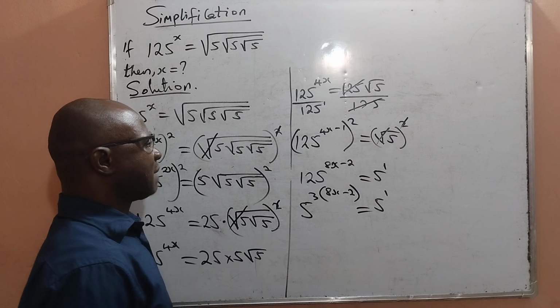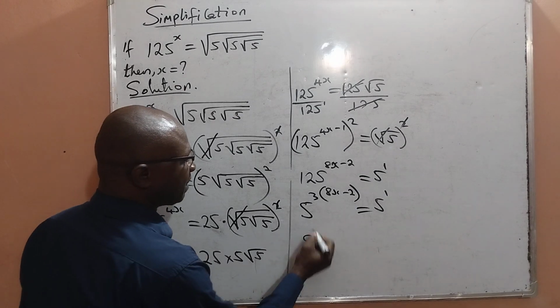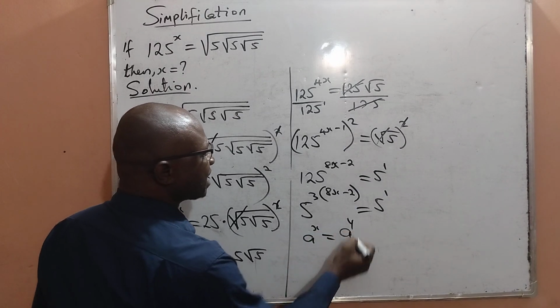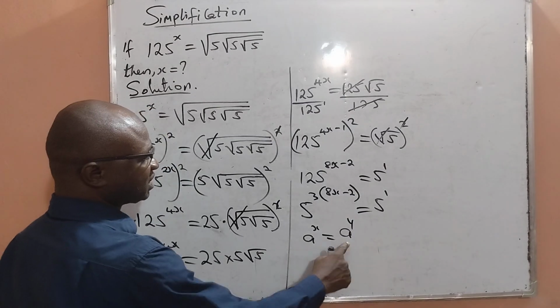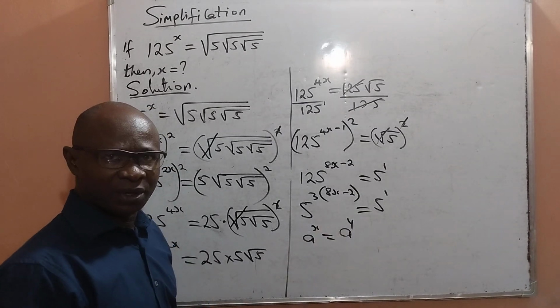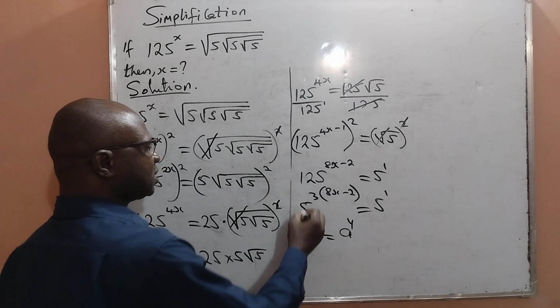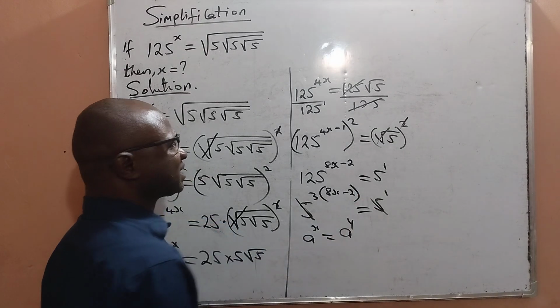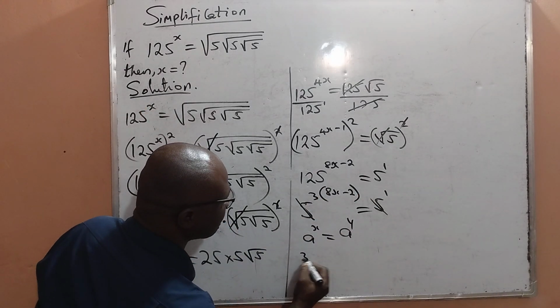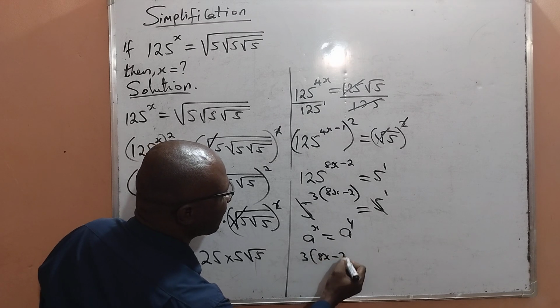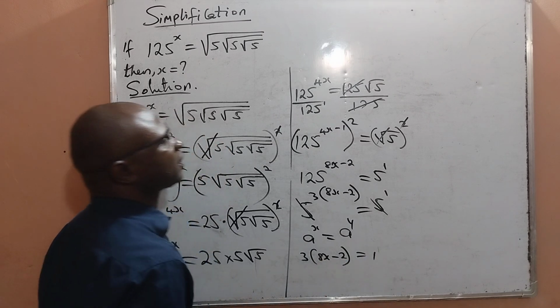Good. By law of indices, when the bases are the same, the powers become equal. If the bases are the same, the powers will automatically become equal. Therefore, the bases here are the same. I cancel them out, making the powers 3 times (8x minus 2) equal to 1.